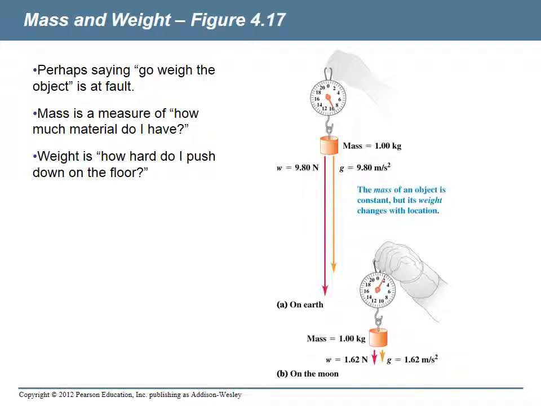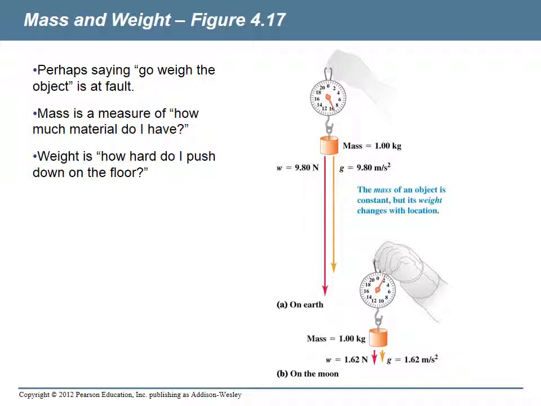Now, this means that when you say go weigh yourself, or go weigh an object, it's actually a little bit off, because you're not actually looking for the weight of the object. You want to know how much material there is, right? You want to know the mass of the object, right? Weight is how hard you push on something. It's a force, right? Mass is how much I have. So it's not entirely accurate to say what's your weight, but we'll never get away from that anyway, probably. But it's important to understand the difference between them.